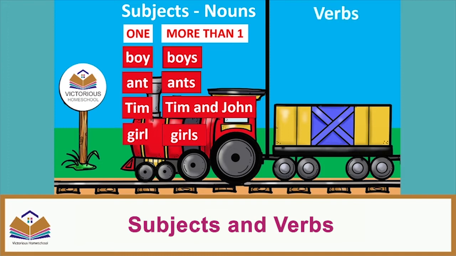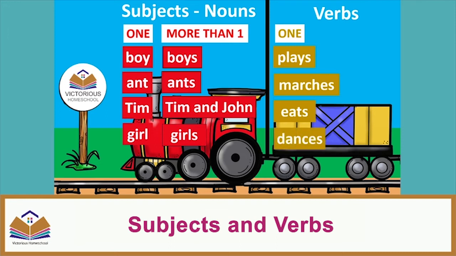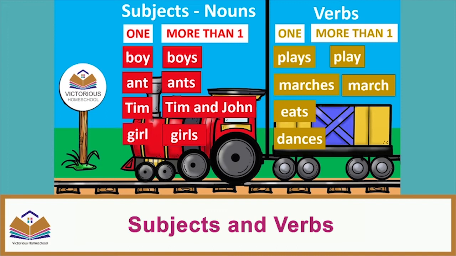Let's look at the other side. There, verbs. If it's just one, you say plays, marches, eats, dances. If it should be paired with the plural subject noun, if it's more than one or two or more, then we say play or march, eat, and dance.